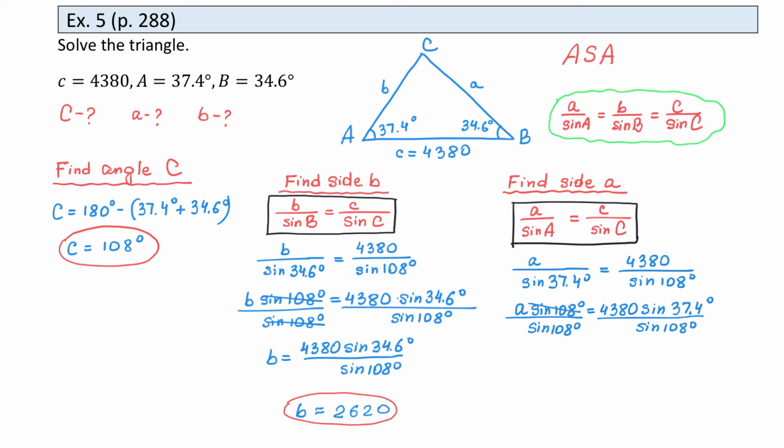On the left side, sine of 108 degrees will cancel. A is equal to 4,380 sine of 37.4 degrees over sine of 108 degrees. Then A will be approximately 2,080.800. So we just found all the missing dimensions, and these are angle C, side B, and side A.